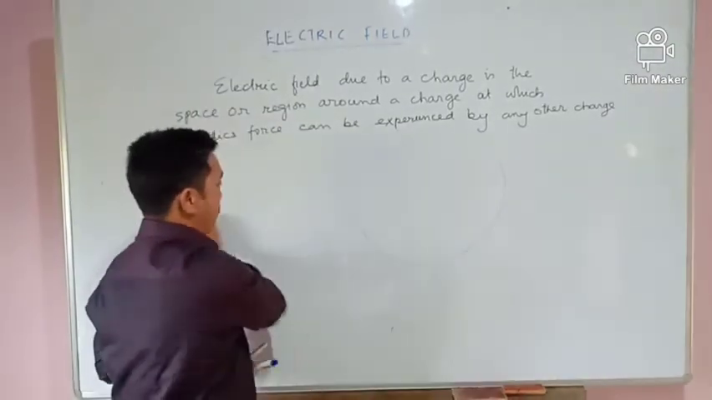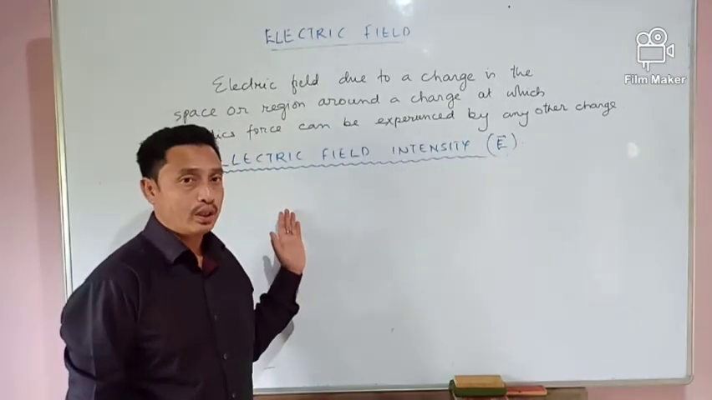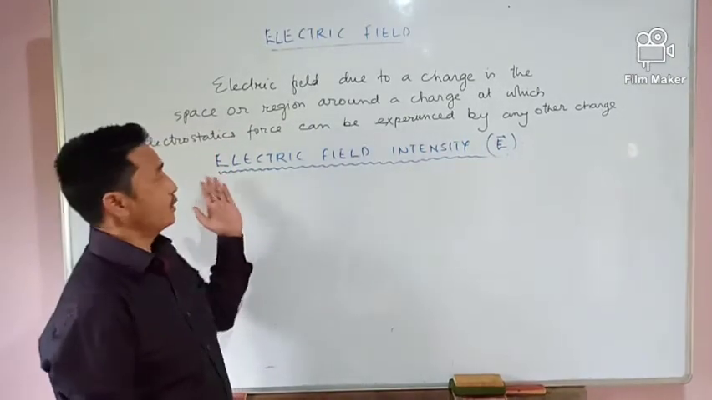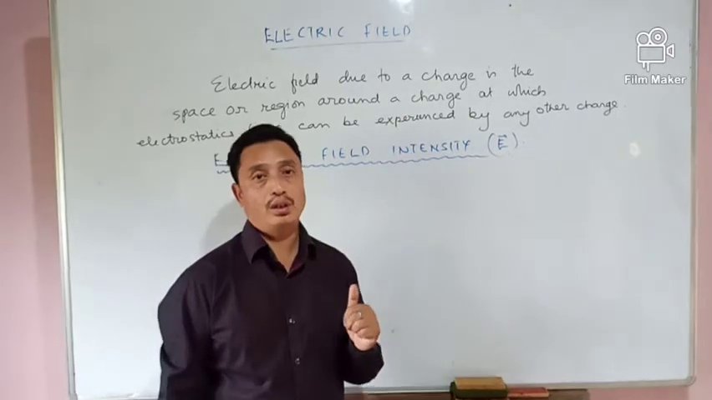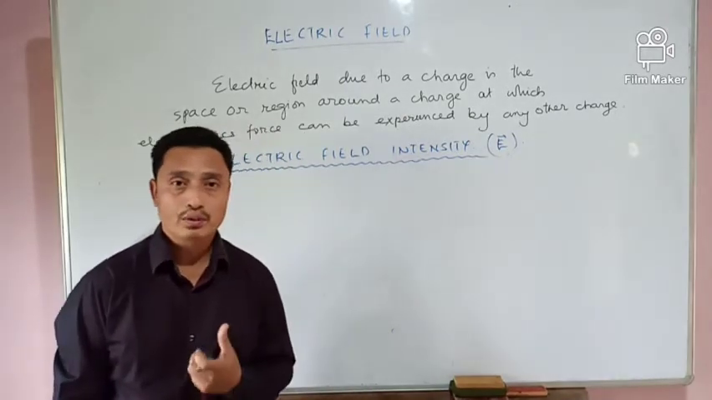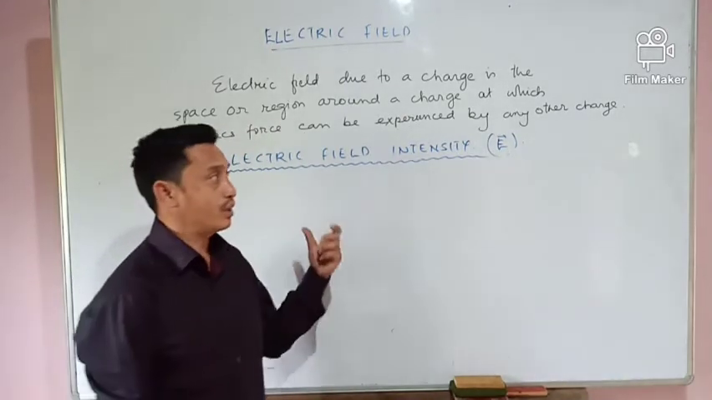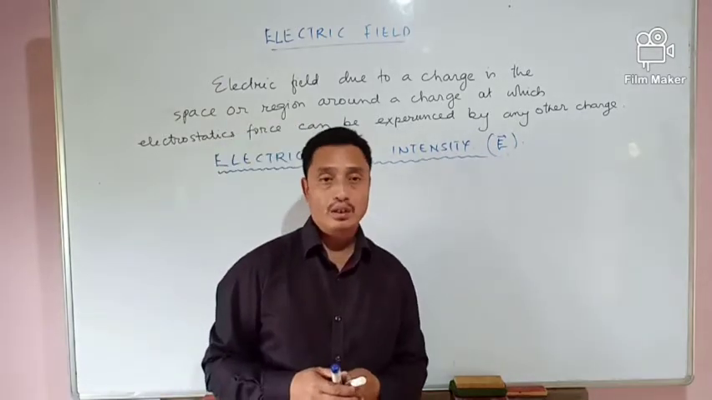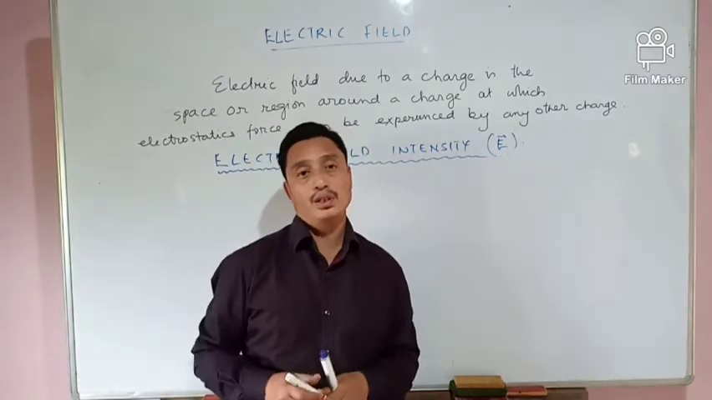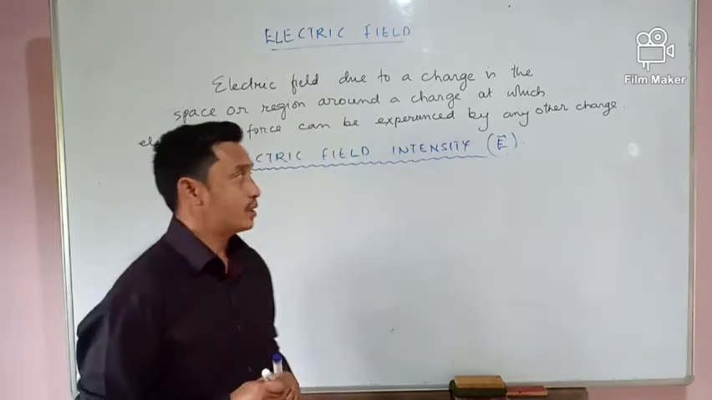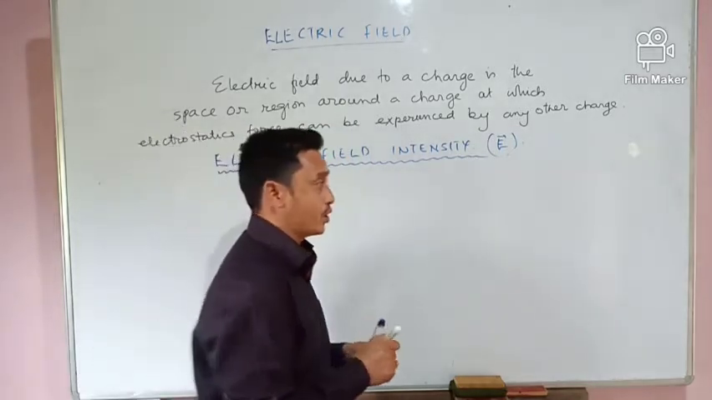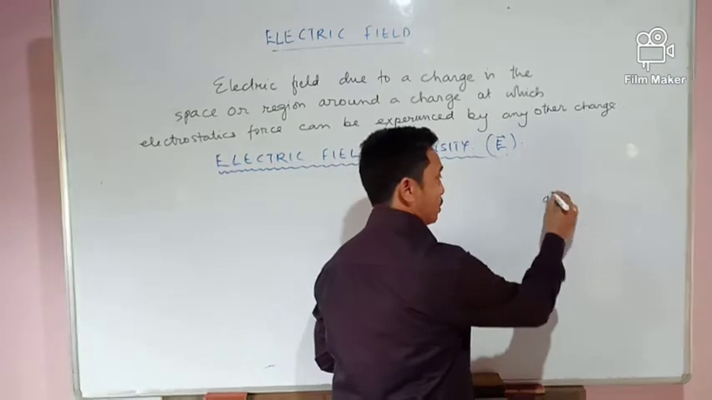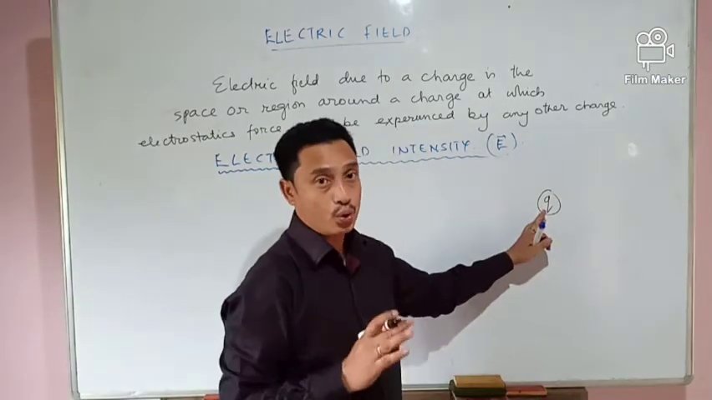Now let us look at the next topic, that is the electric field intensity. Electric field intensity, or the strength of the electric field, or electric intensity, is denoted by E vector. So what is electric field intensity? Suppose we take a charge as considered last time. Suppose this is a charge which is called a source charge.